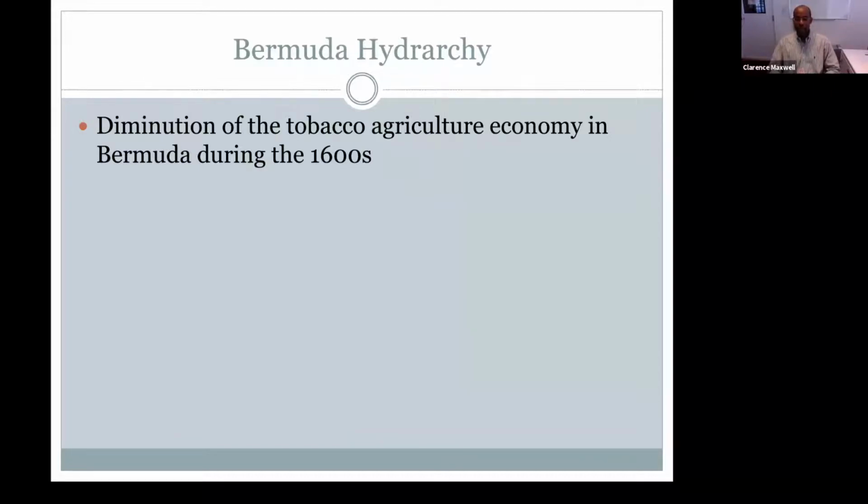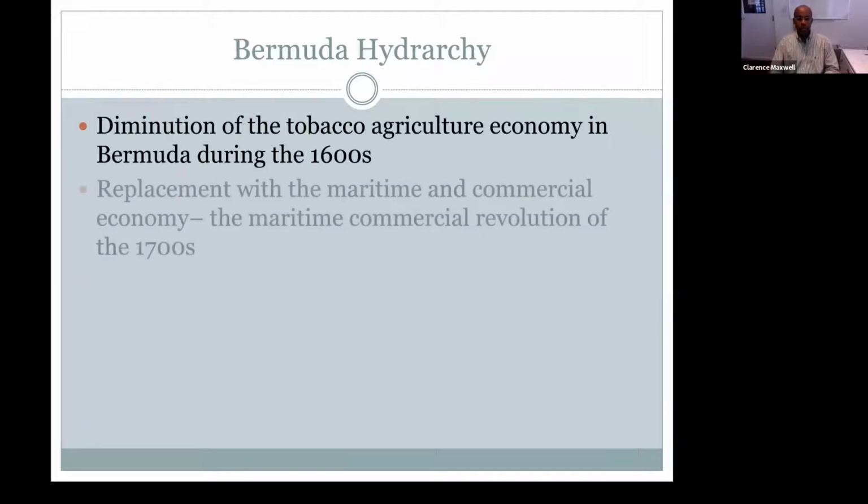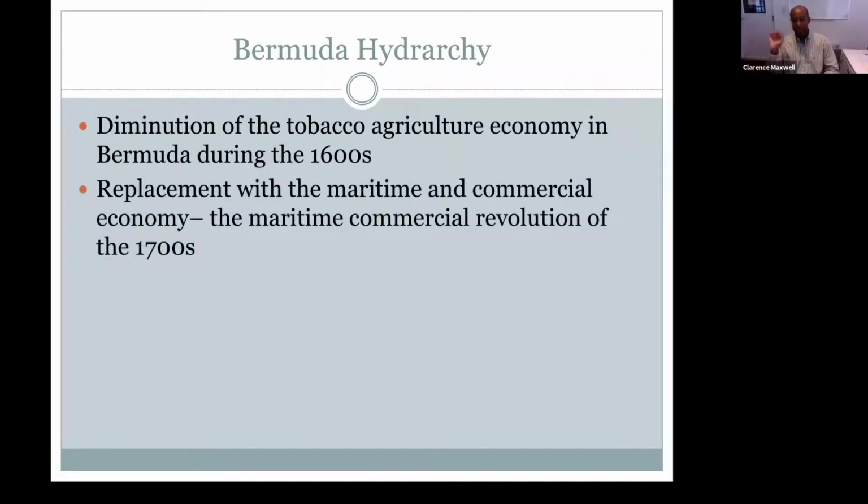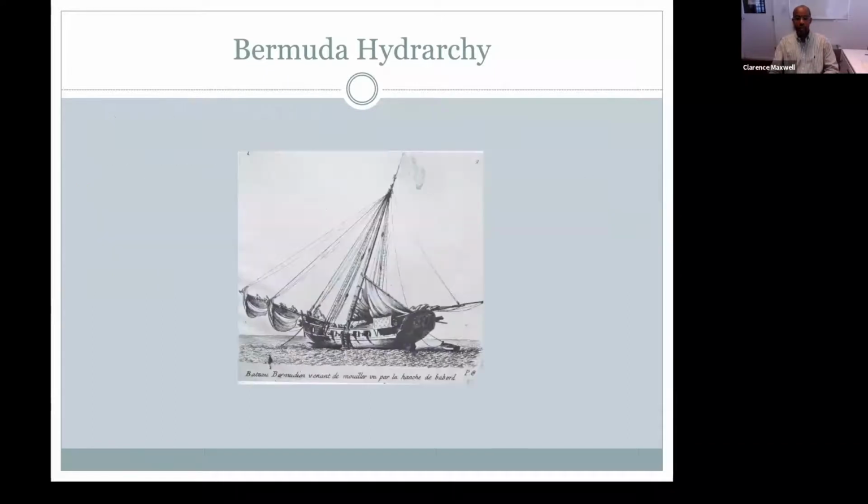And several things had to occur before that happened. One, of course, was the decline of Bermuda's tobacco agricultural economy in the 1600s. But there's also, beginning in the late 1600s and exploding in the 1700s, the development of a maritime and commercial revolution. And that maritime commercial revolution, of course, will have a wide impact in terms of the establishment of this hydrarchy.